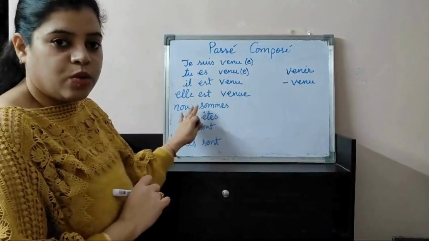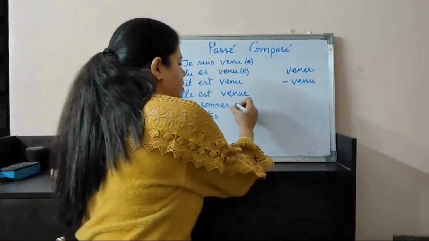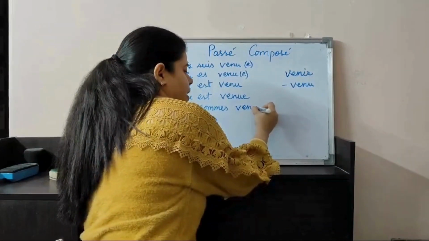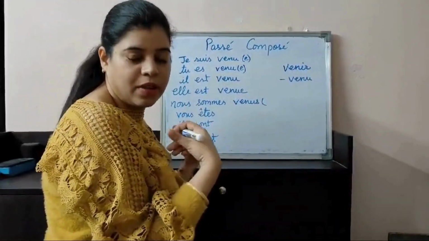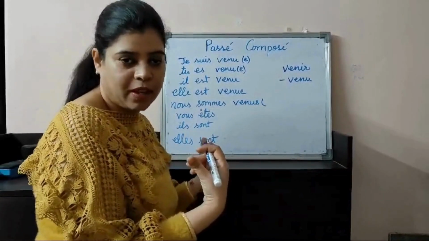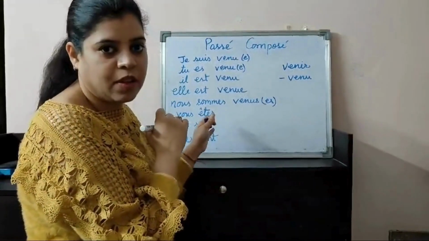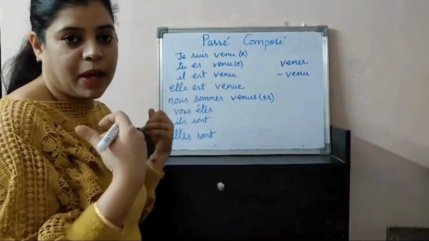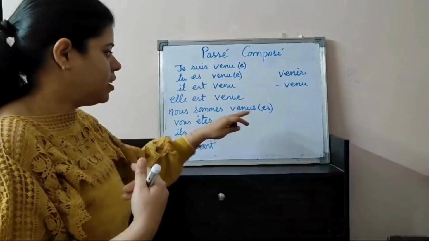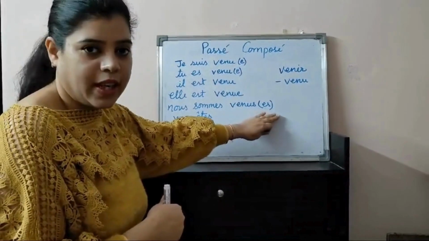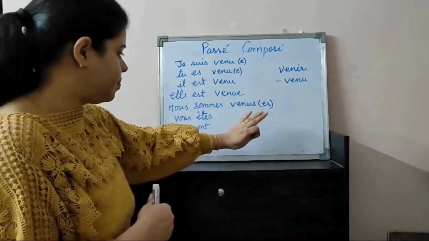Now, nous sommes. Nous means we and it is always plural. So, we will add s to the past participle. And in case we know that the group which we are talking about is feminine, then we can also add es to the past participle. Suppose I say, my mother and I came late yesterday. That means both of us are feminine. So in that case we will add e also and s also. Otherwise for a masculine group we'll just keep it venu with s.